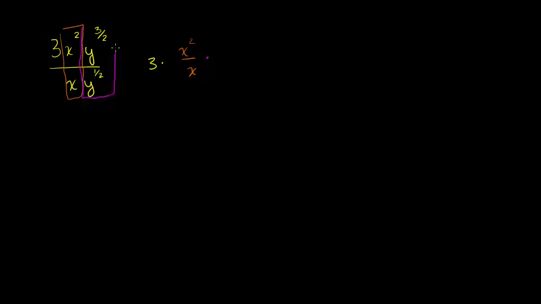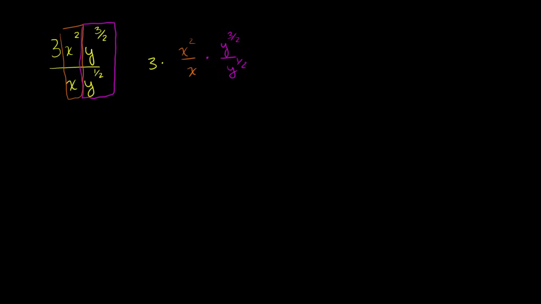Let's do one more slightly hairy one, and then I think we'll be done for now. Let's say we have 3x squared times y to the 3/2 power, and we're going to divide it by x times y to the 1/2 power. Well, once again, this is the same thing as 3 times x squared over x times y to the 3/2 over y to the 1/2.